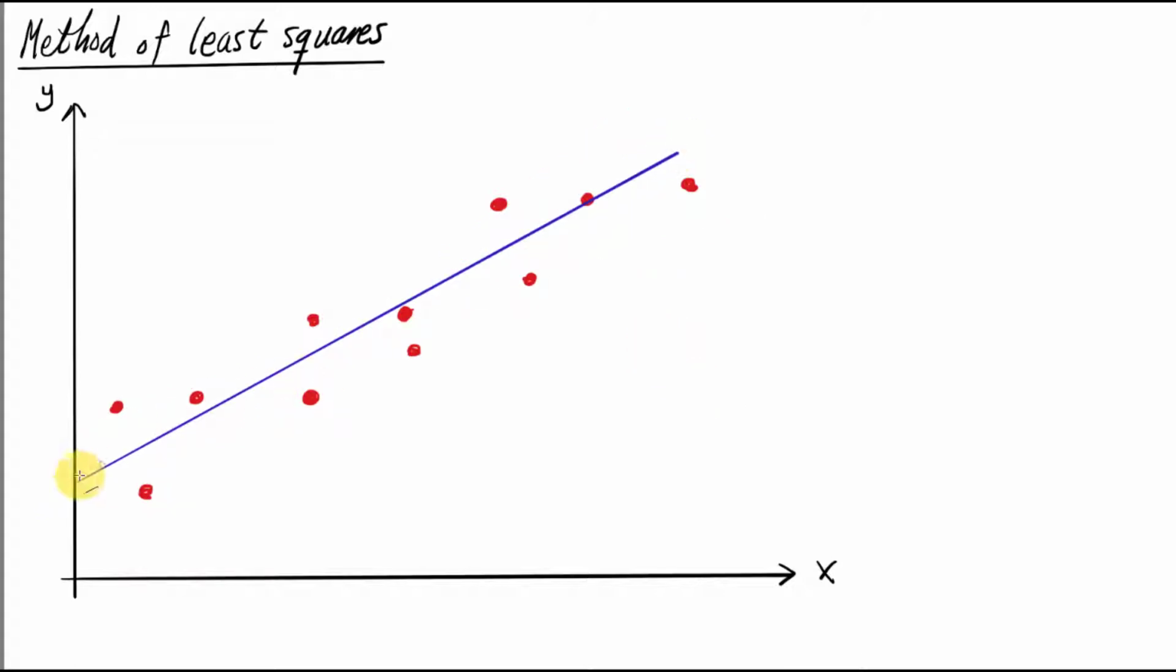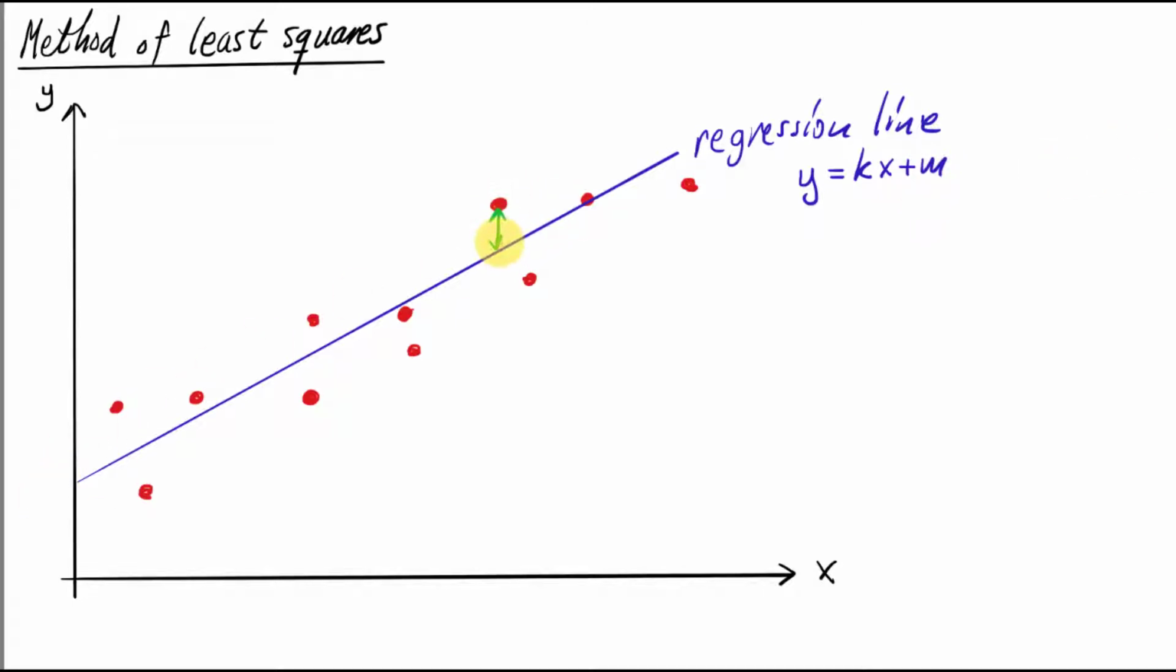The line that best describes these points is called a regression line. And as with all other straight lines, we can express it as this, where k is the slope and m is the crossing on the y-axis. So now we want to determine the slope and this constant m that best describe these data points.